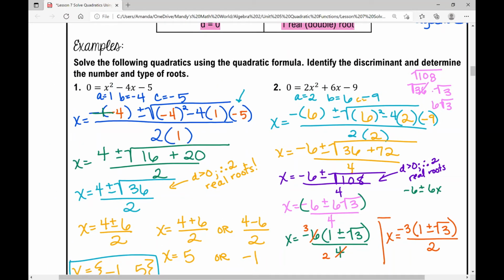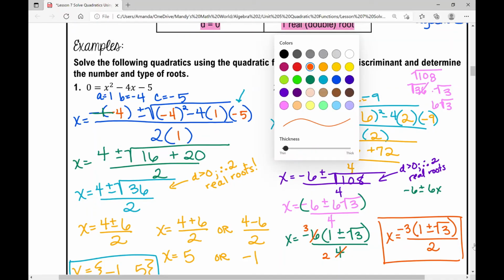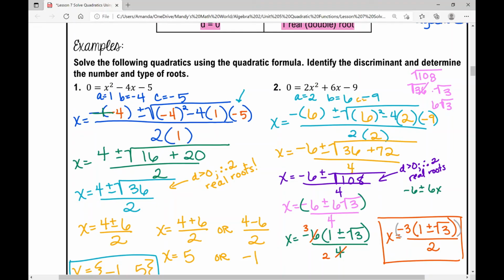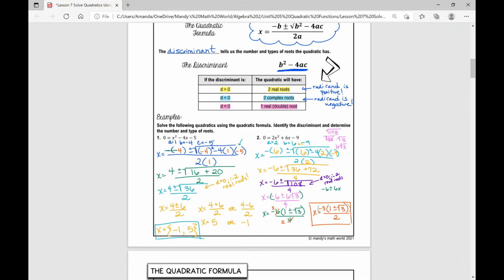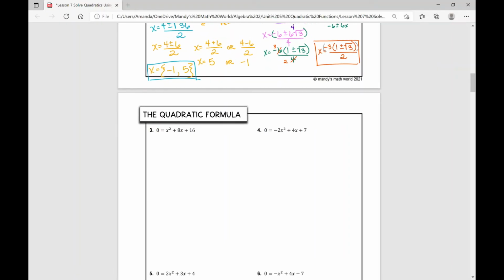That's my answer. And I do have to say, if you needed to, like, plug this into your calculator and get the approximate decimal of your solution, then you could do that. Just make sure that whenever you do this, you plug in what's in your numerator in parentheses and then divide it by your denominator. So let's move on. The quadratic formula. Let's go to example number 3.